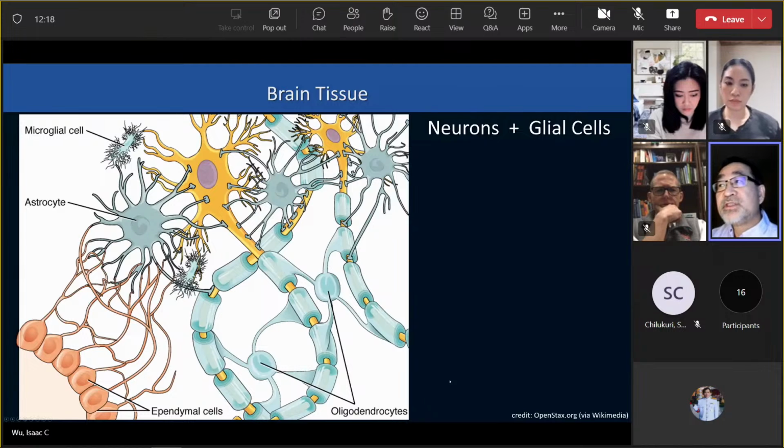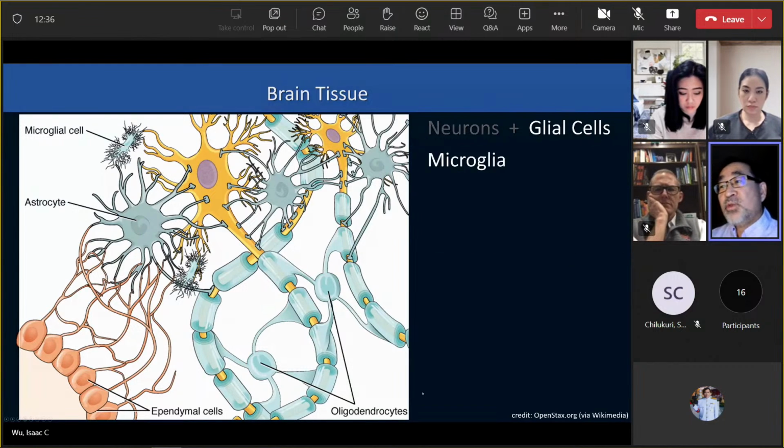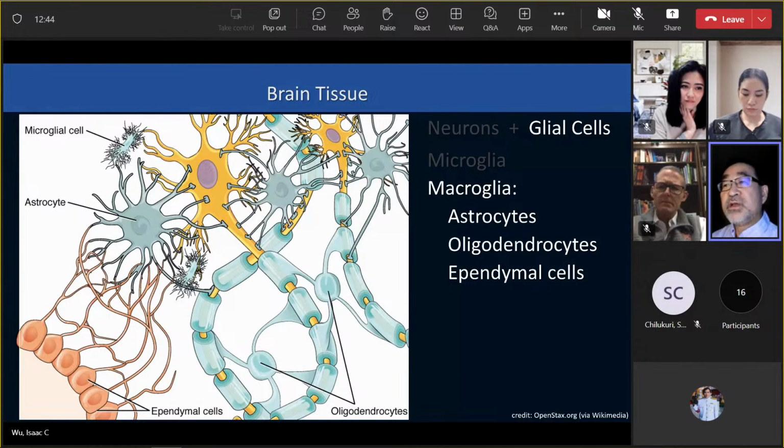The part we're going to focus on today is the glial cells, which literally means glue. So in the old days we thought glial cells are just the glue that holds all the neurons together, the supportive structure. Now, of course, we know that they provide much more than just a supportive structure, but that's one of the main functions. So we have microglia versus macroglia. We're going to focus on macroglia, with three components. We're going to look at astrocytes, oligodendrocytes, and ependymal cells.